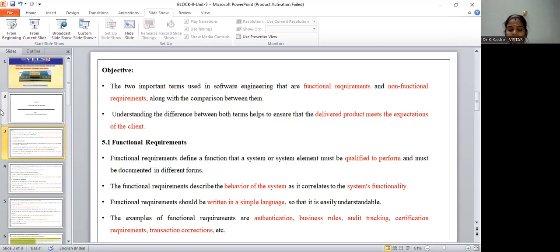In the document, it will be described as the behavior of the system, and in action, it should be seen in its functionality. Functional requirements should be written in a simple language, should not be complex, so that they can be understood easily by all the members of the software team. The examples of functional requirements are authentication, business rules or logic, audit tracking, certificate requirements, transaction correction, and so on.